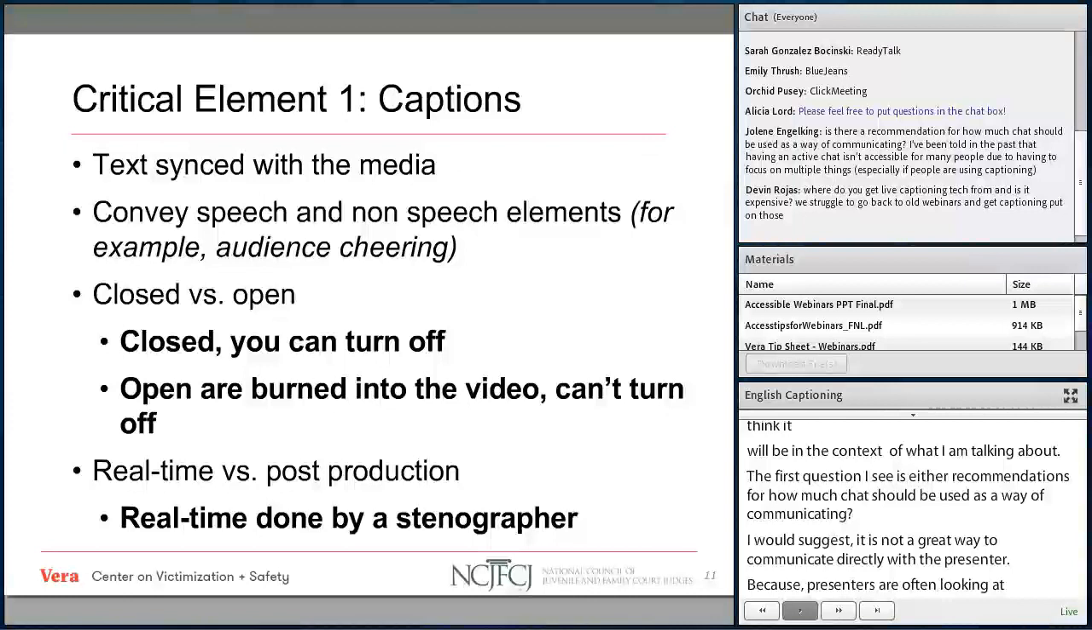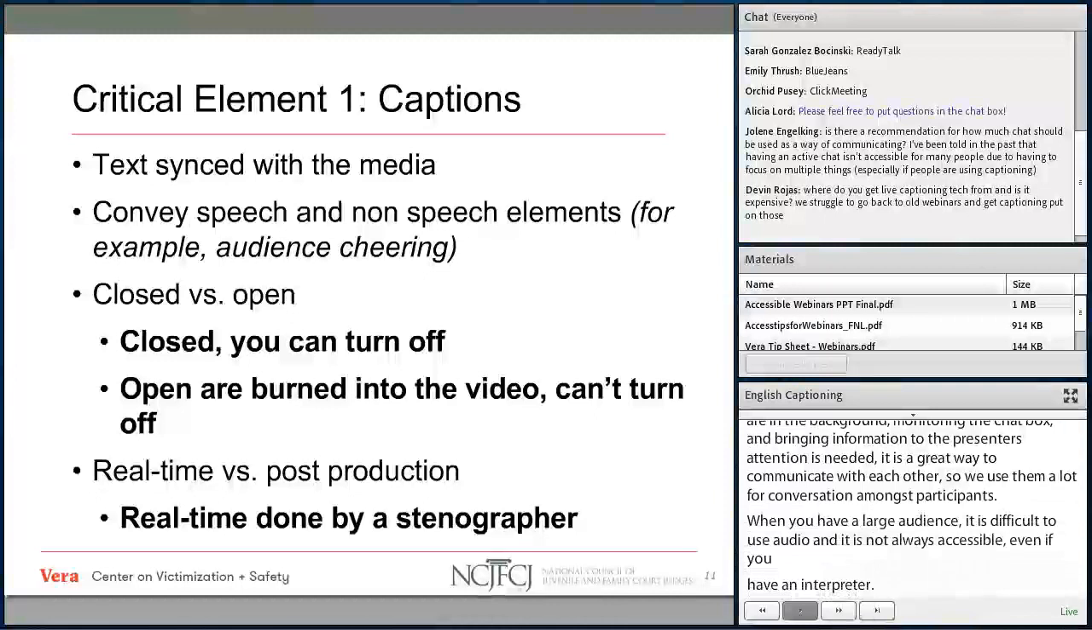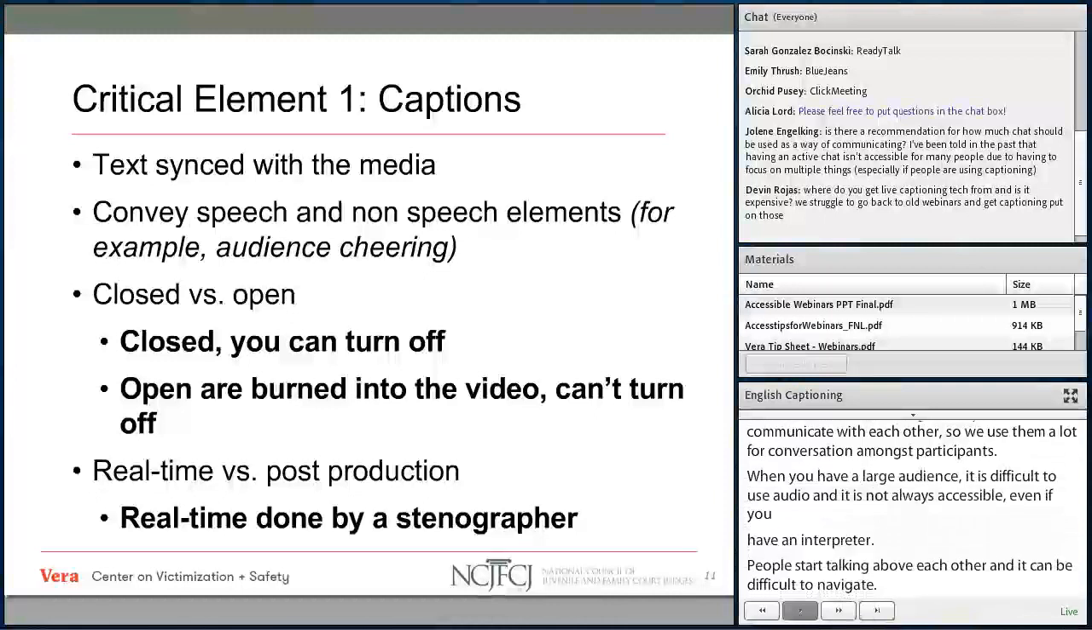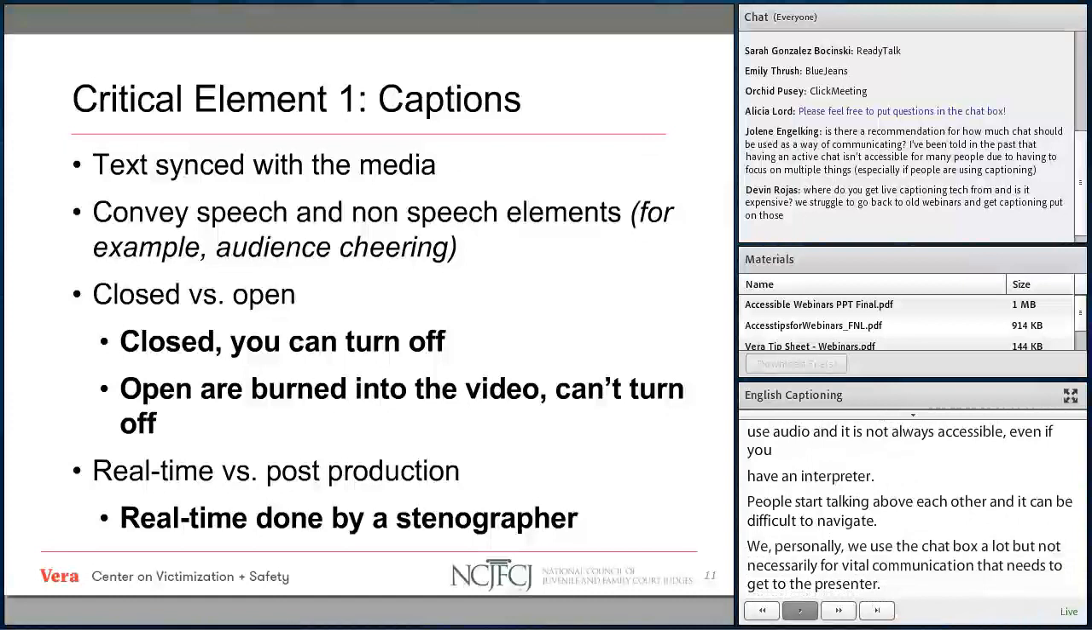So we use chat boxes a lot to start conversation amongst participants. Because when you have a really large audience, it's difficult to use audio. Audio is not always accessible. Even if you have an ASL interpreter, if people start talking above each other, it can be difficult to navigate. So we personally at the Center on Victimization and Safety use the chat box a lot, but not necessarily for vital communication that needs to get to the presenter. But if there's a tech issue or they need to communicate directly with staff who are facilitating the online training, the chat box is a great resource.